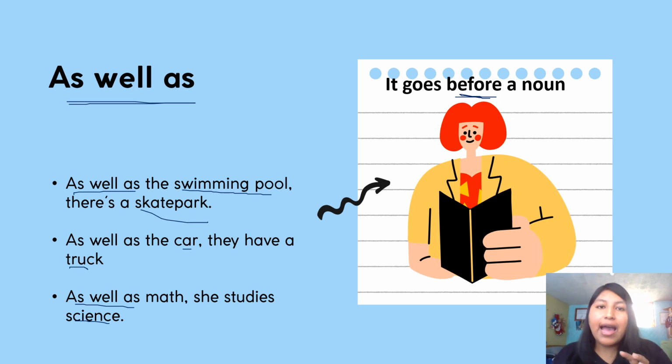As well as the lunch, I cook the dinner. Okay, can you see? You make two actions or two things here with as well as.